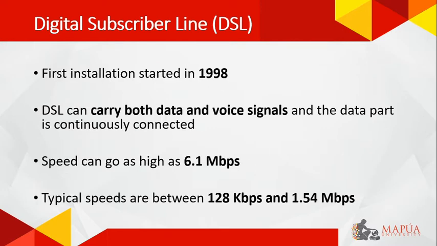The first installation of DSL started in 1998. DSL can carry both data and voice signals, and the data part is continuously connected. Speed in a DSL can go as high as 6.1 Mbps, and the typical speeds are between 128 kbps and 1.54 Mbps.